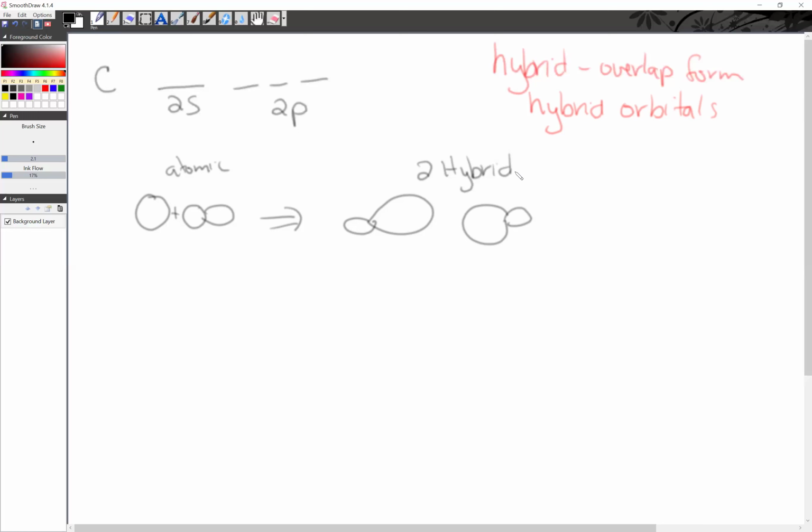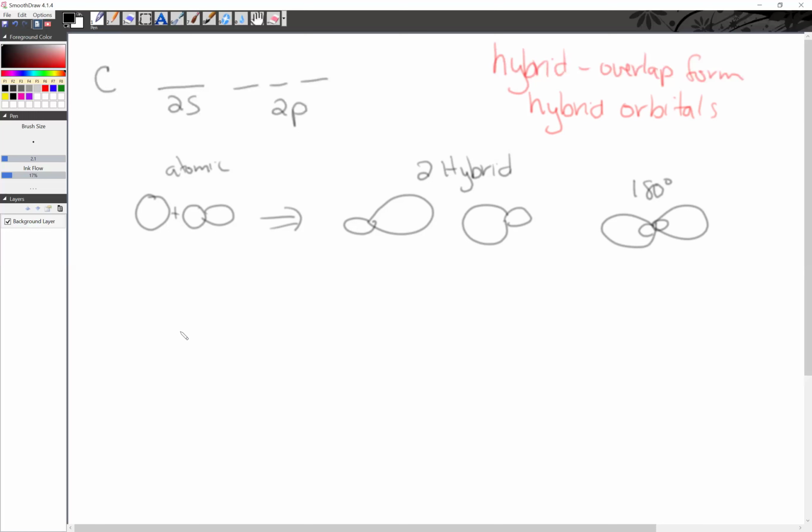And what is the best arrangement of these two hybrids? Well, of course, 180 degrees. And so that explains family linear. And so hybrids, you have to combine them. So if you're hybridizing, what options do I have?